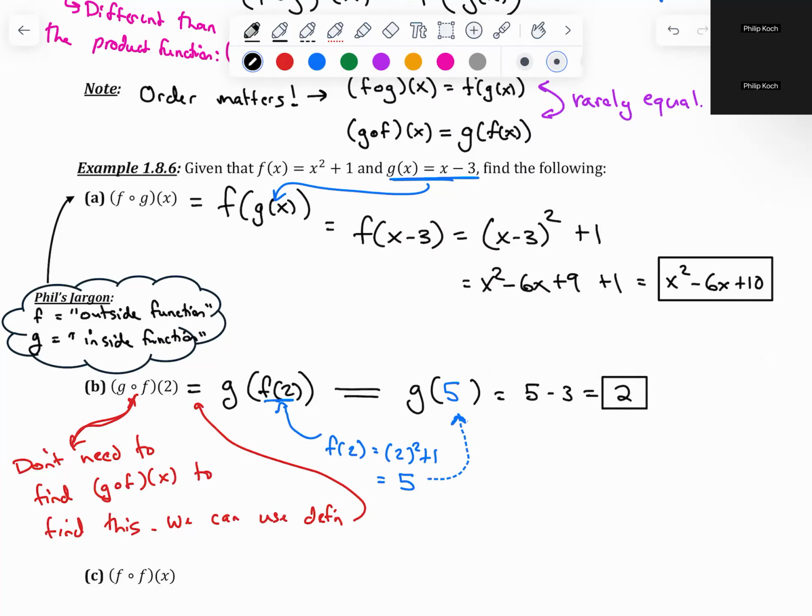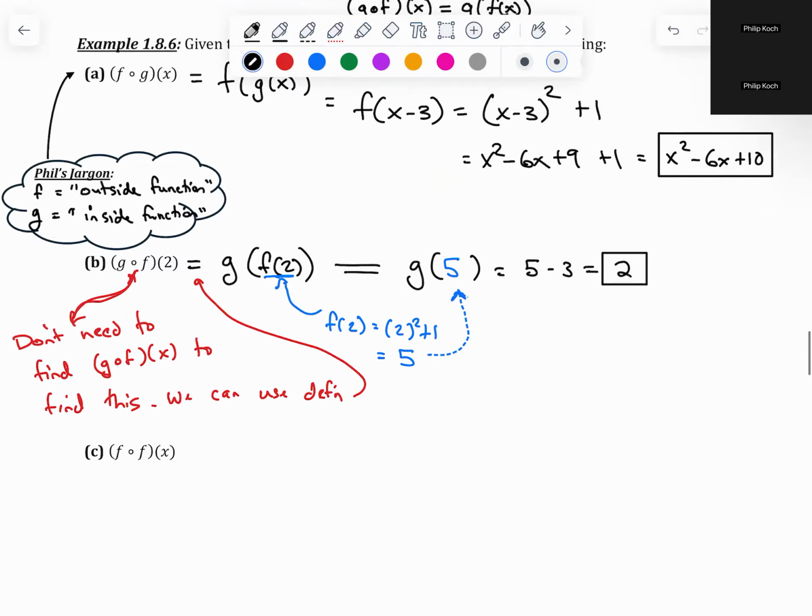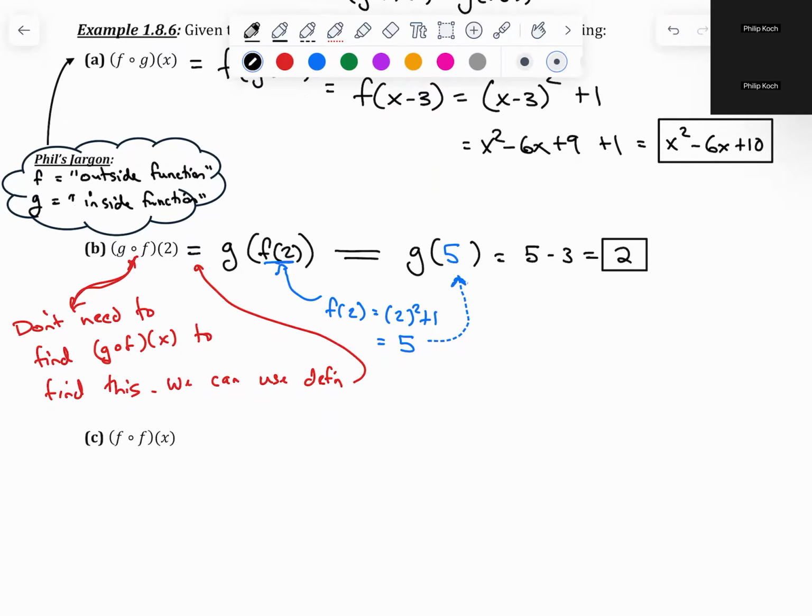So far faster. I encourage you, if you're bored, try and compute g composed of f of x, and then plug in 2 and see which one's faster. Especially if you don't have to write what we wrote. It took longer, but that's only because we were explaining the concept. Then, the last one, unless there's any questions on that.